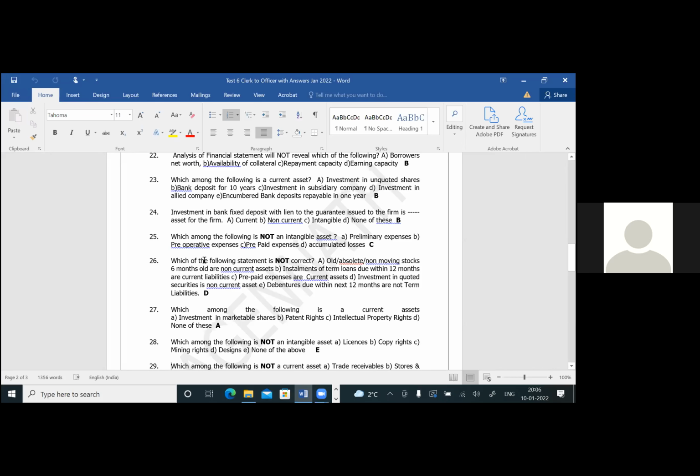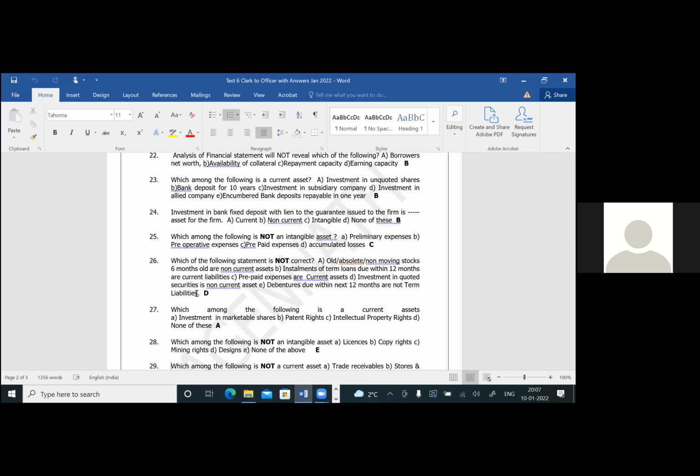So which among the following statements is not correct? Old, obsolete, non-moving stock, 6 months old, are non-current assets. Correct. So they are asking which is not correct. Installments of term loans due within 12 months are current liabilities. Correct. Prepaid expenses are current assets. Correct. Investments in quoted securities is a non-current asset. No. Investment in quoted securities is a current asset. So D is not correct. Point B, let us see. Debentures due within the next 12 months are not term liabilities. Correct. Debentures due within 12 months are called current liabilities.